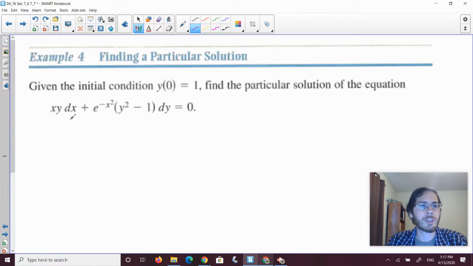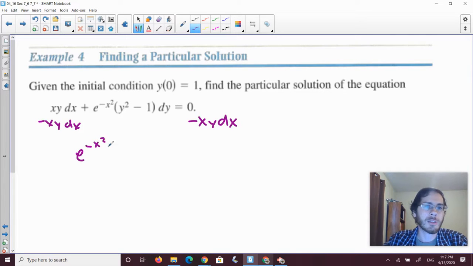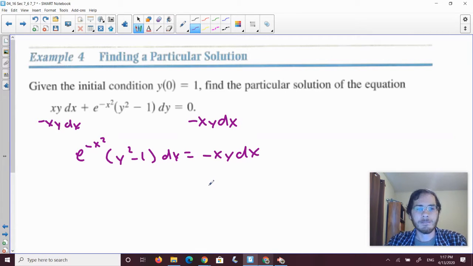In this case, we do have a choice because the dx and dy aren't above each other. I think I'm just going to move this dx. Is that going to look easier? Maybe. So I'm going to subtract xy dx from both sides. So we get e to the -x squared dy equals -xy dx. All right, I think that's going to look nice.